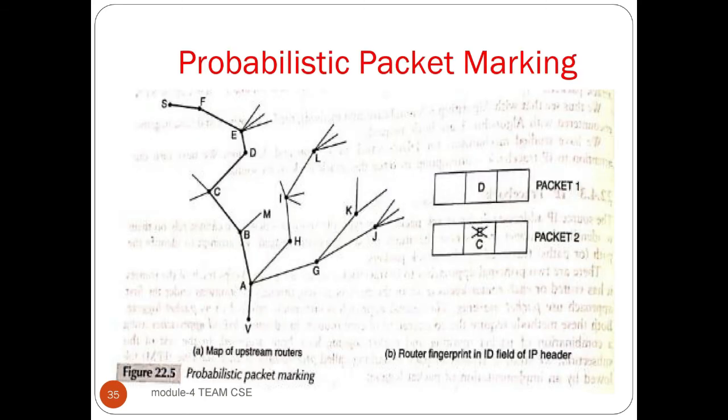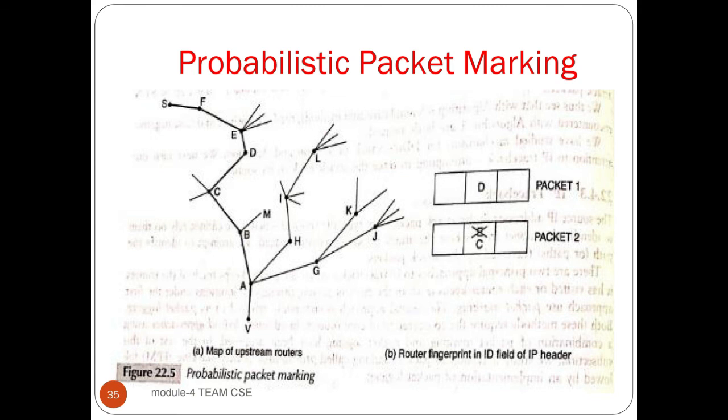Next slide: probabilistic packet marking. Here we can observe the map of the upstream routers. There are different routers, such as A, B, C, D, and other nodes. For each packet that is going to be transferred, the path of the route is going to be attached here as the map of the upstream routers, and the second one indicates the router fingerprint. The ID field of the IP header is going to be added here.